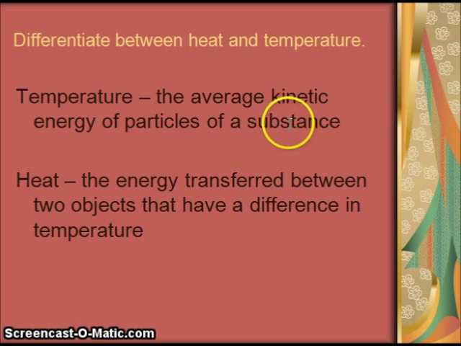Please remember that kinetic energy refers to the energy of movement. We can calculate energy using the equation KE equals 1/2 mv squared, where m is the mass and v is the velocity. Heat is a slightly different term. This refers to energy which will be transferred between two objects that have a difference in temperature.